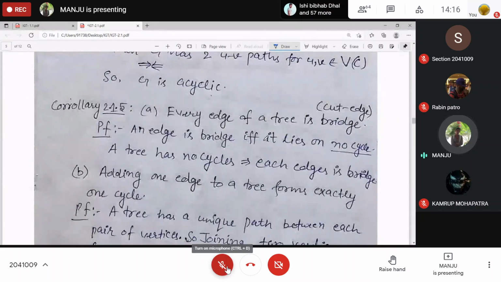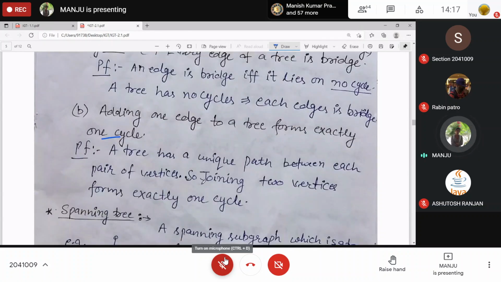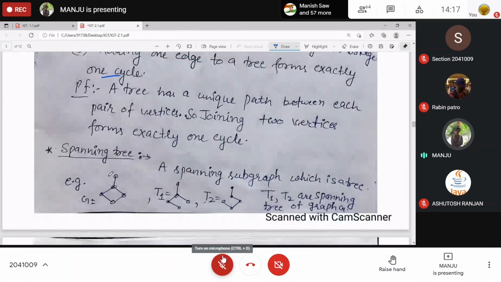Every edge of a tree is a bridge because no cycle is present. A tree is acyclic, no? So no cycle is present, and we know that an edge is a bridge if and only if it lies on no cycle. So a tree does not have any cycle, that's why every edge will be a cut edge. And adding one edge at a time to a tree forms exactly one cycle, that I already explained because of exactly one path.